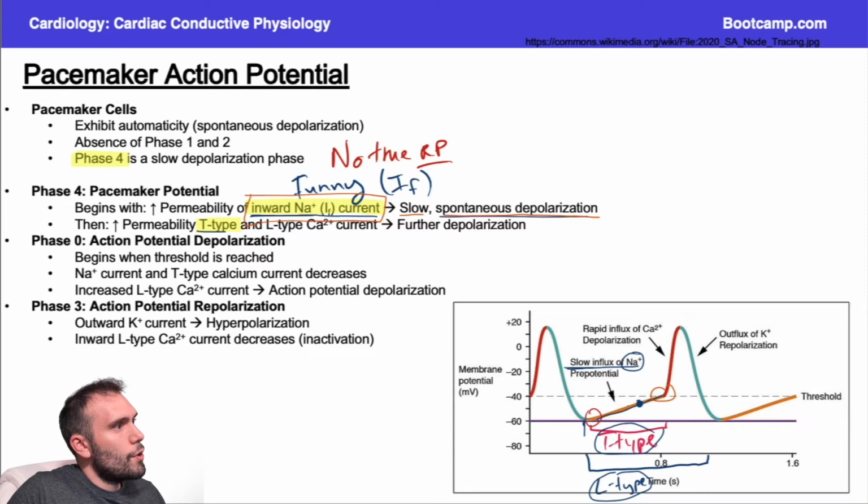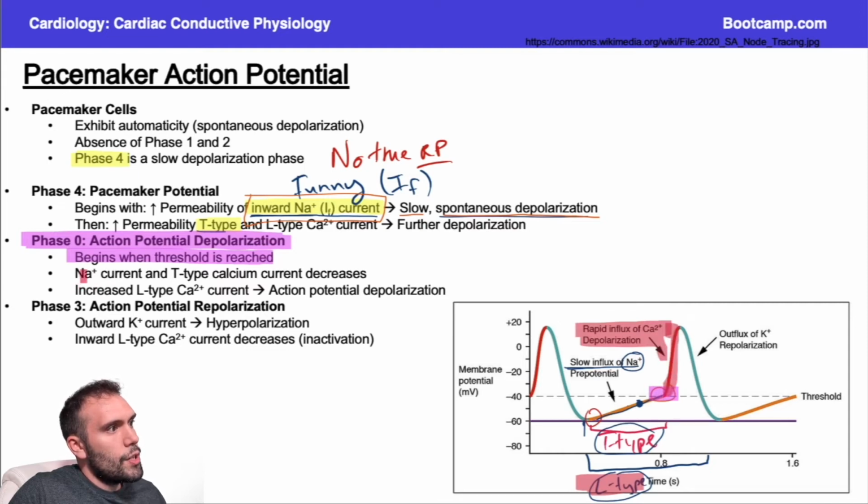Phase 0 is your action potential depolarization. And this is pretty consistent, right? So phase 4, you'll see in the non-pacemaker cells, is going to be the resting potential. And phase 0, again, is going to be the depolarization. And the depolarization begins when we reach the threshold. When we reach that point, now we depolarize. And what do we depolarize with? We depolarize with the L-type calcium channels, right? So this rapid influx of calcium depolarization is from the L-type calcium channels.